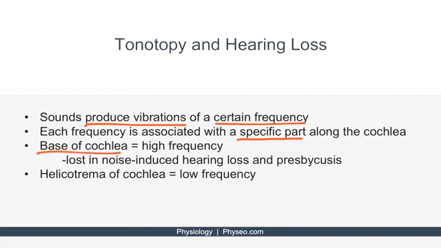For example, the base of the cochlea is responsible for high frequency, and it's this high frequency that's lost in noise-induced hearing loss and presbycusis, or hearing loss of old age. Conversely, the helicotrema, or the apex of the cochlea, is responsible for the low frequencies. So let's draw this out.